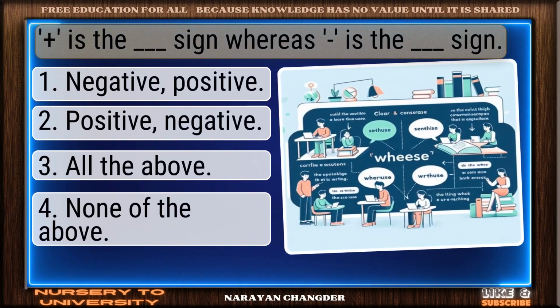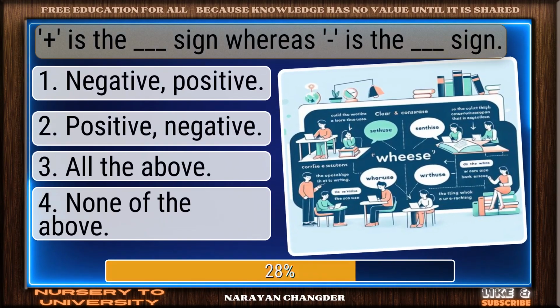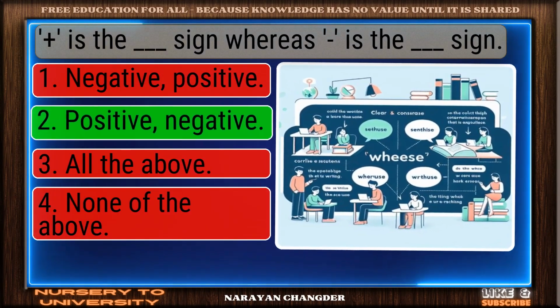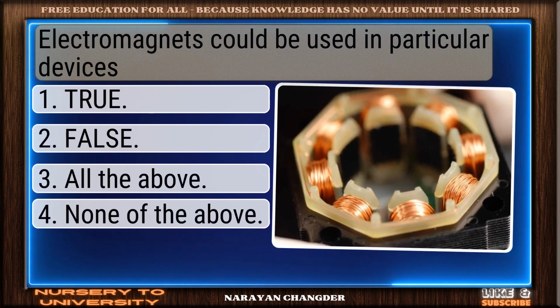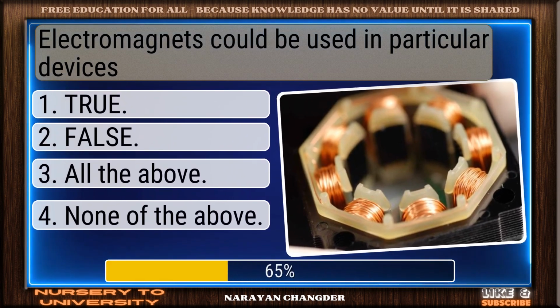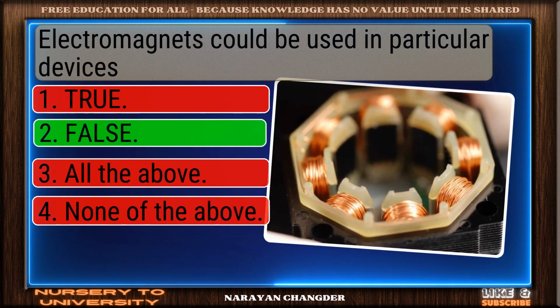Question number 35. Plus is the dash sign, whereas minus is the dash sign. Valid point. Positive, negative is true. Question number 36. Electromagnets could be used in particular devices. Good thinking. False is the right answer.